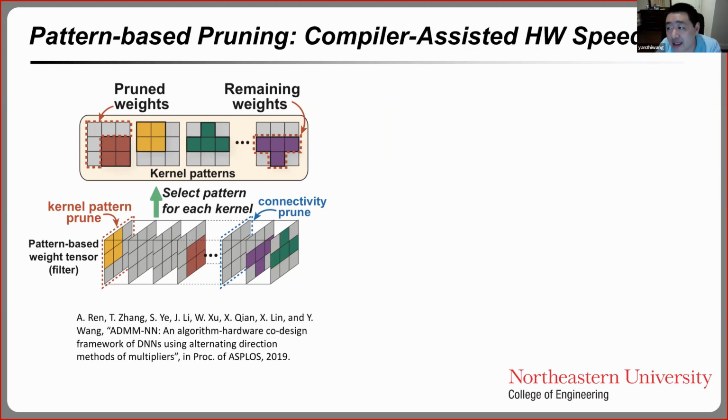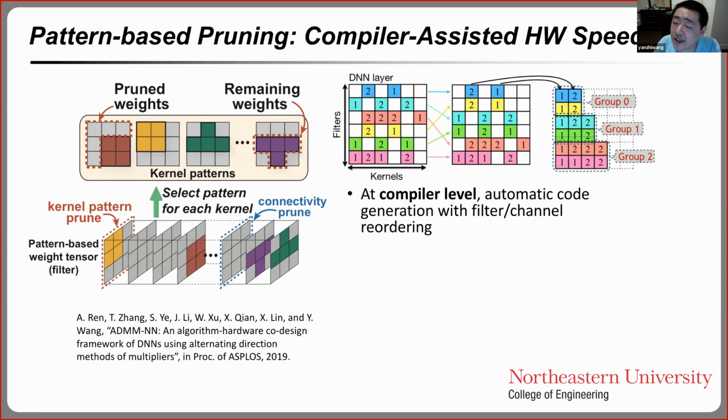The second question is why it is fast? We know that it reduces weights and may increase or maintain the accuracy. But it still looks irregular because we may assign different patterns for different kernels. Why is it fast? Because the compiler will play the key role here. Suppose that there are different types of filters, different types of patterns, 2 patterns here. Then the compiler can perform the code generation with filter and channel reordering. After the reordering, it is going to group the same patterns together.